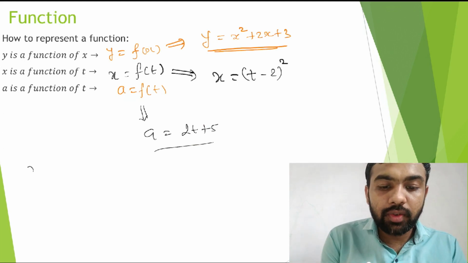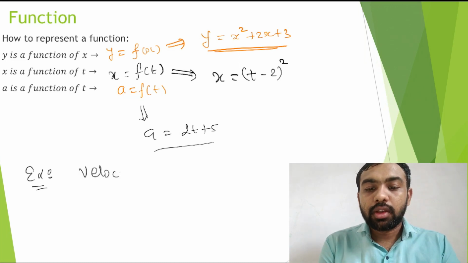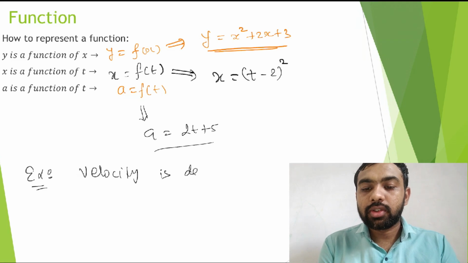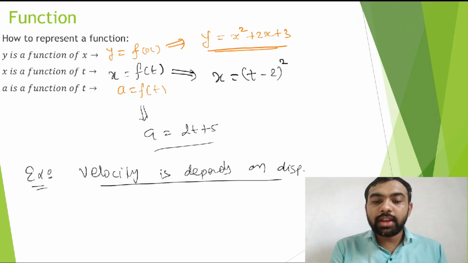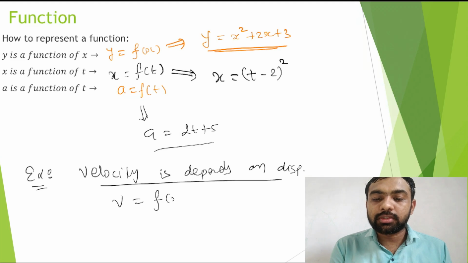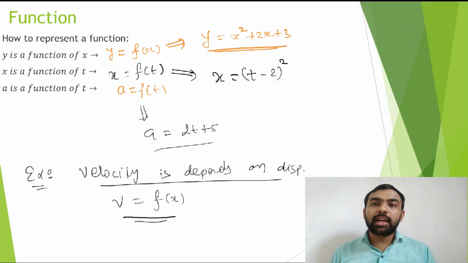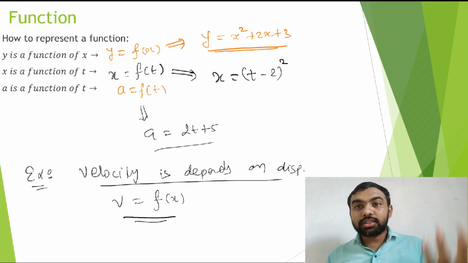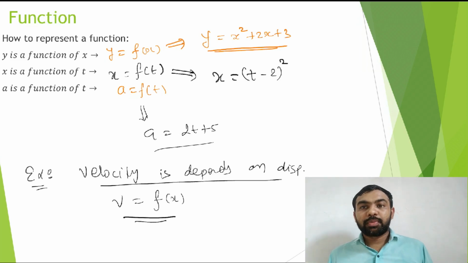Suppose sometimes this type of example is given to you. Consider velocity depends on displacement. Suppose this is a physics example. Velocity, then how do we write? Velocity is a function of displacement. So in this way we get the answer. Okay, it means whenever this physics problem is given to you, and these types of functions are given to us, then at that time we know how to write the functions. So this is one method to write the function.